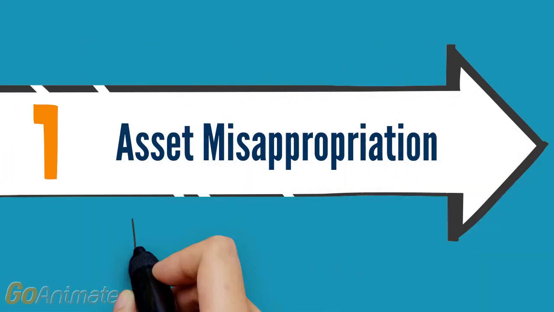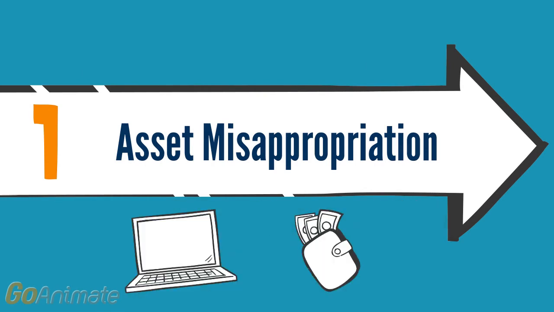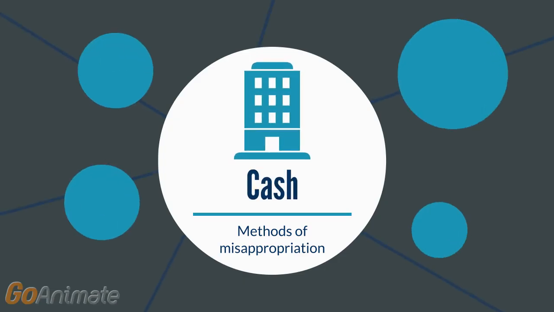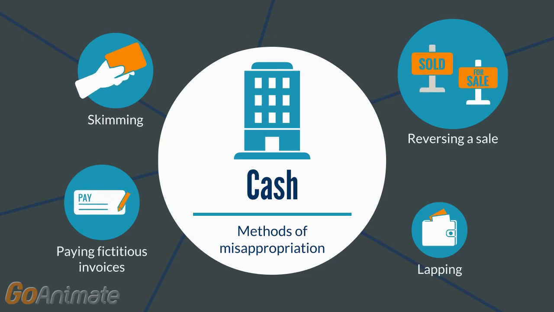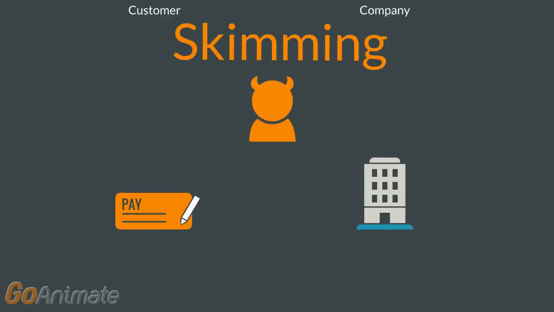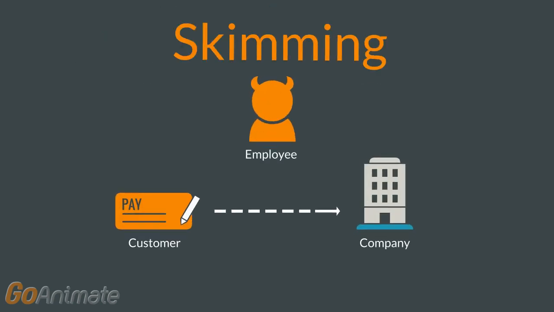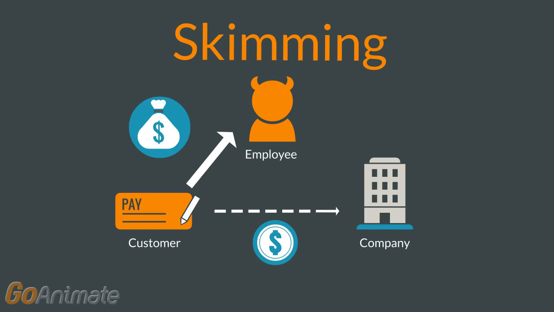Asset misappropriation is by far the most common type of fraud. It essentially means stealing from a business. Cash is obviously most susceptible to misappropriation and can happen by skimming, reversing a sale, paying fictitious invoices, or through lapping. Skimming relates to the theft of cash. This is where an employee steals cash from a customer before it's ever recorded by the company.